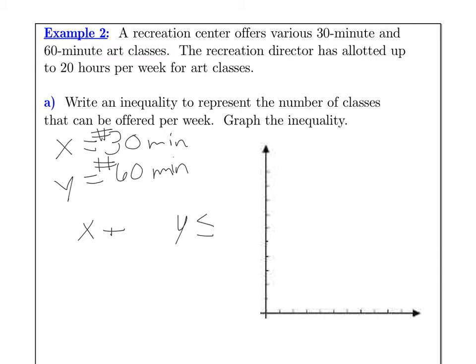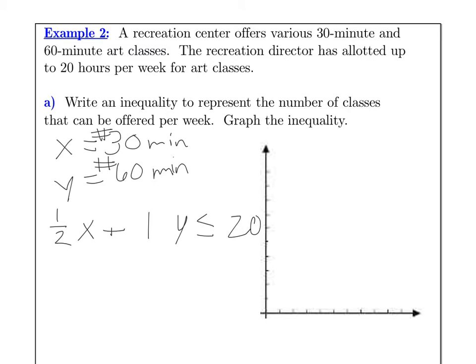So I'll say a half of an hour times the number of 30-minute classes plus 1 hour times the number of 60-minute art classes has to be less than or equal to 20. And I think this will be easier to graph, so that's why I picked doing it this way. I know that I can't be more than 20 minutes, but I can be up to 20 hours, so my less than or equal to symbol should work just fine.